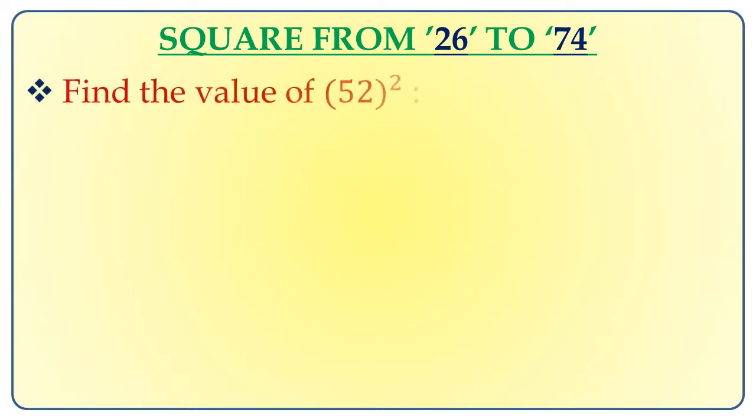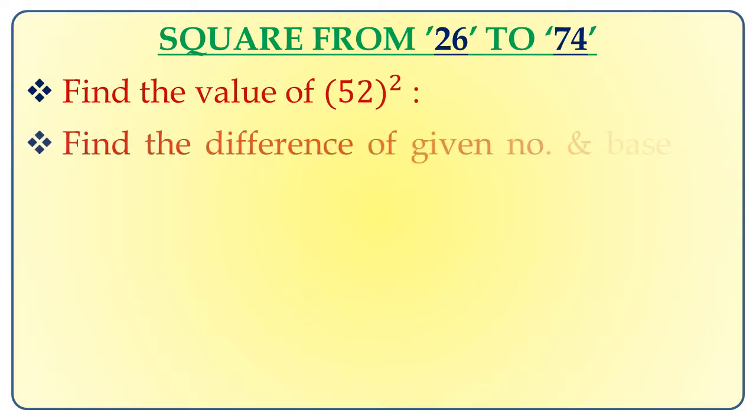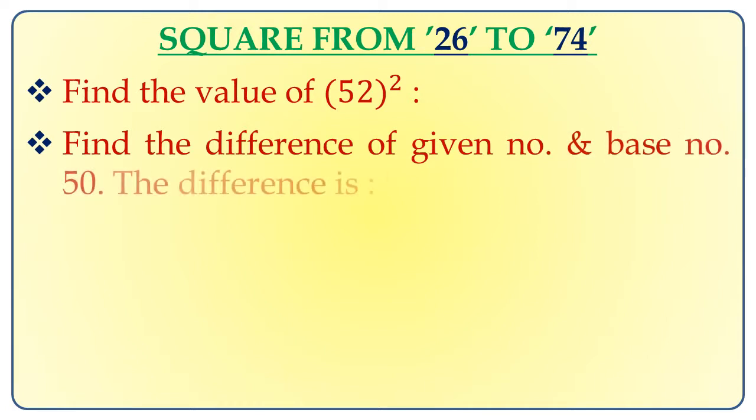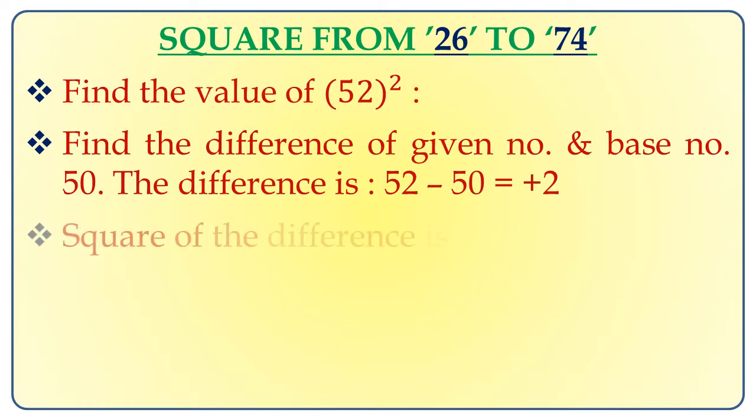Find the value of 52 square. It is quite simple. First of all, we compare 52 with the base 50. And we know that 52 is 2 more than 50. So what is the difference? The difference of 52 and the base number 50 is plus 2. Why plus 2? Because this 52 is more than 50. So all the numbers which are more than 50, the result will be positive. So again 52 minus 50, it is plus 2.